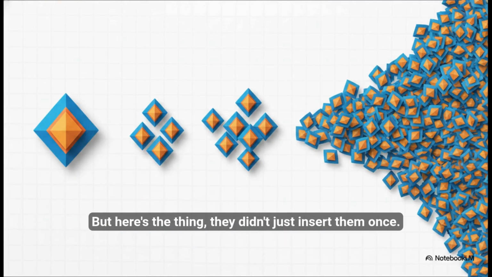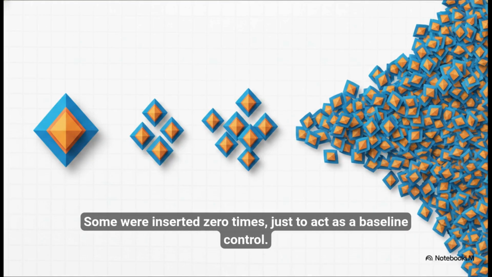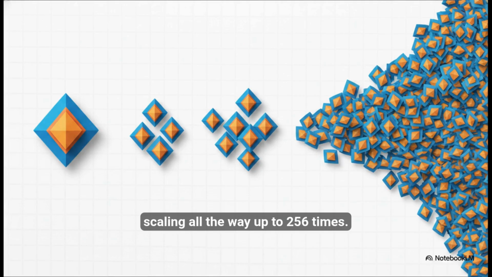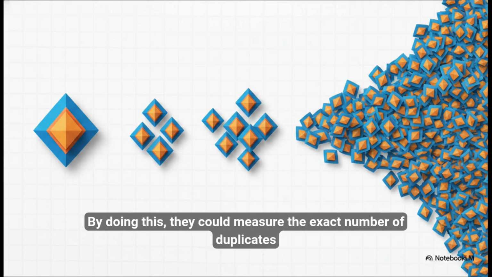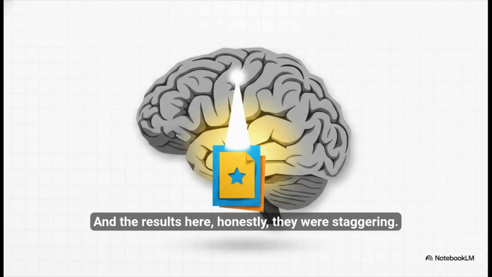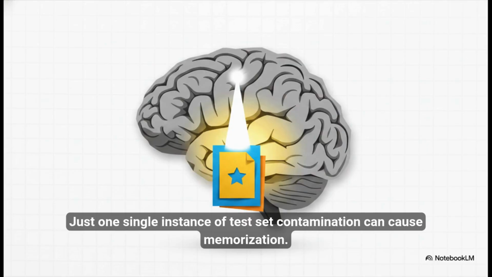But here's the thing. They didn't just insert them once. To carefully track exactly how repetition builds an AI's memory, these text tracers were duplicated at totally different rates. Some were inserted 0 times, just to act as a baseline control. Others were inserted once, or 4 times, 16 times, scaling all the way up to 256 times. That 256 mark represents maximum exposure. By doing this, they could measure the exact number of duplicates it literally takes for a model to truly, deeply memorize a piece of text. And the results here, honestly, they were staggering. Check out this wildly surprising fact. Just one single instance of test set contamination can cause memorization.